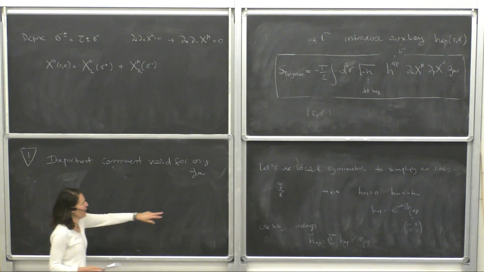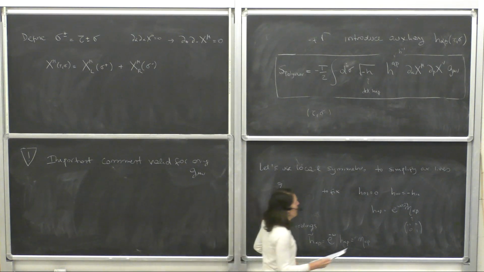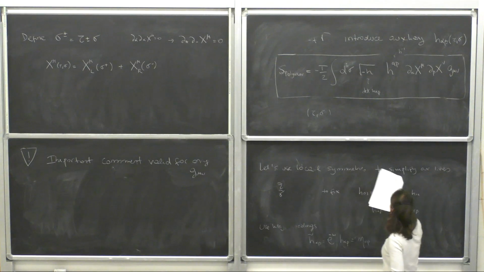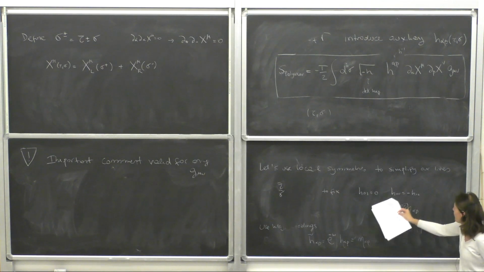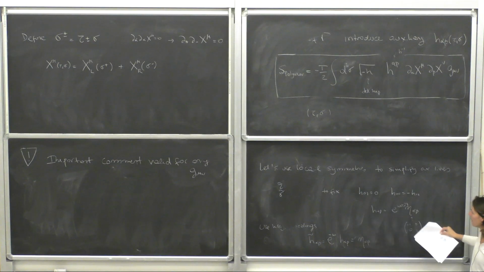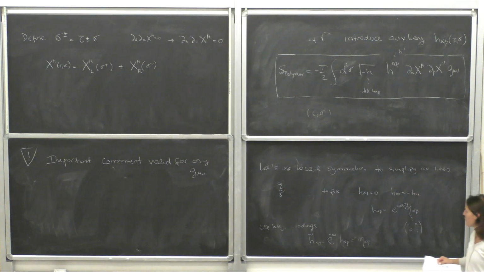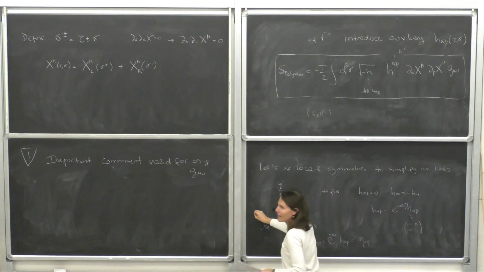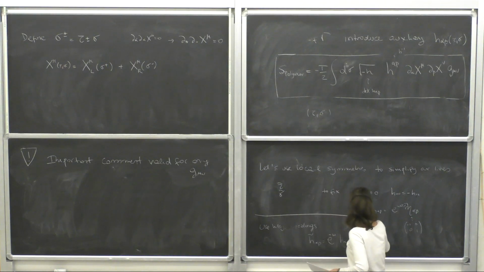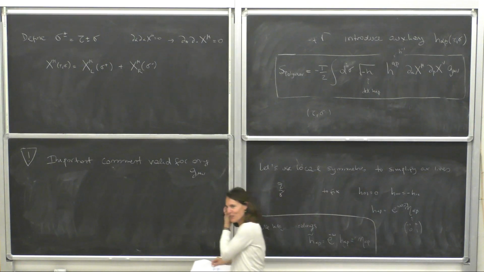Okay, so here we use local symmetries, so we use diffeomorphism symmetries to fix the metric in this way, and then a Weyl rescaling to reabsorb this.